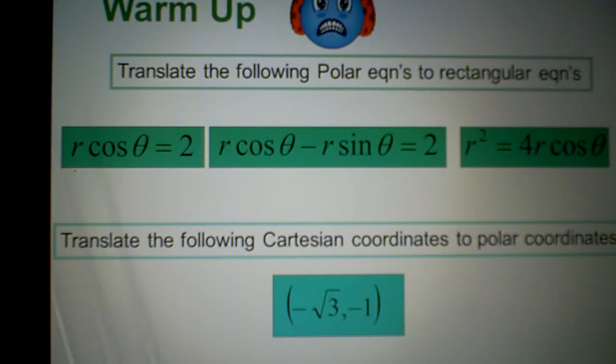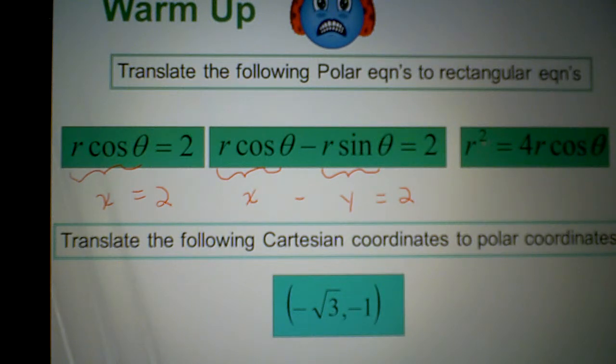Recall that r cosine theta is x. So this is x is equal to 2. Here's r cosine theta again, which is x, minus r sine theta, which is y, which is equal to 2. So this is the graph of a vertical line, just written in polar form. The graph of a diagonal line, written in polar form.